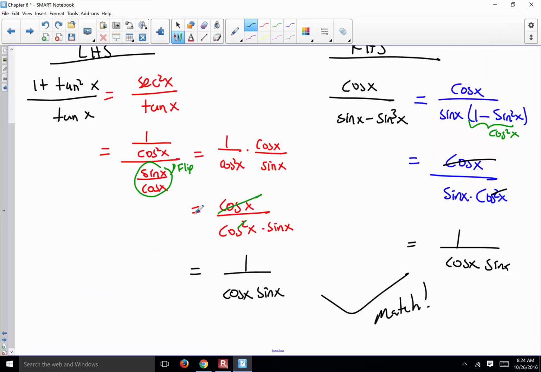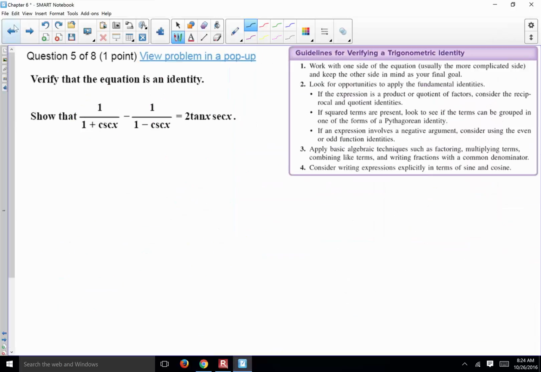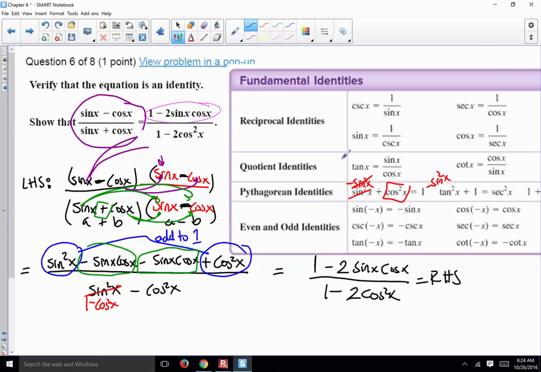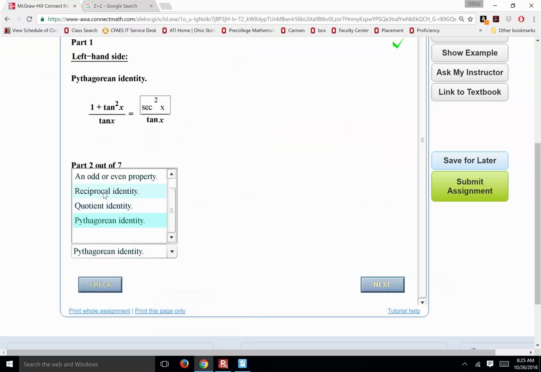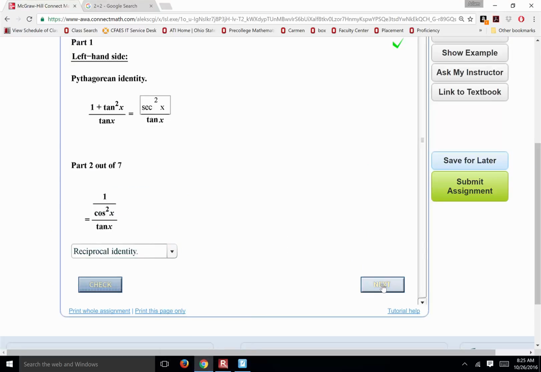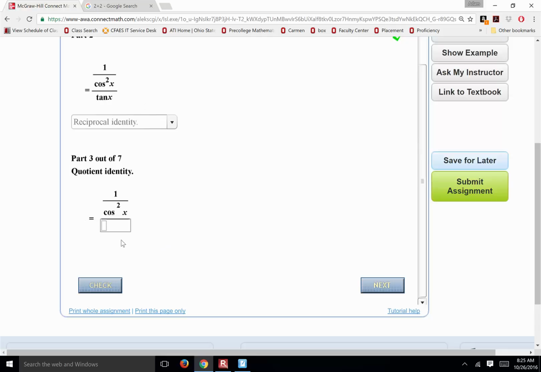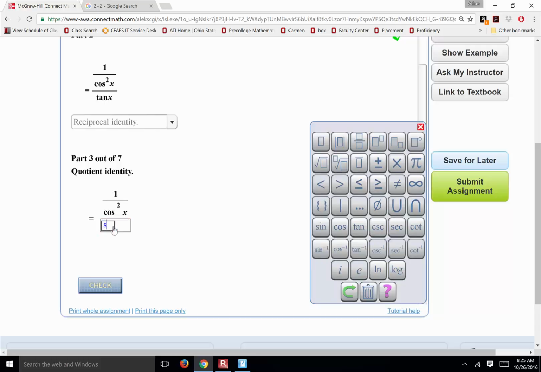I don't even know what the correct name is. Just cheat from here if you need to. Which one did we use? Secant is 1 over cosine, right? So it's the reciprocal identity. I don't know why they ask for a special name for it, but they say use the quotient identity for the bottom. Tangent becomes sine over cosine.